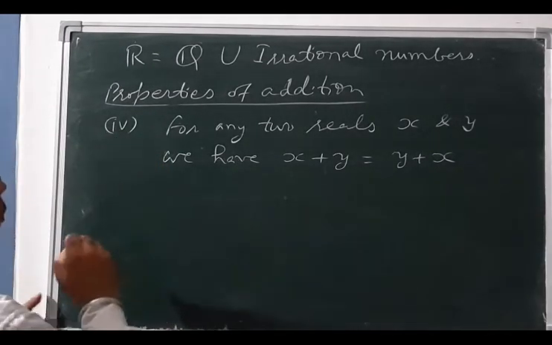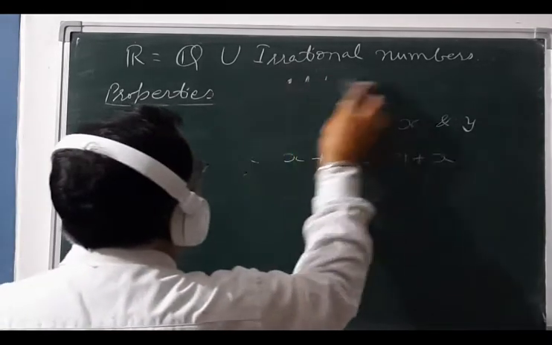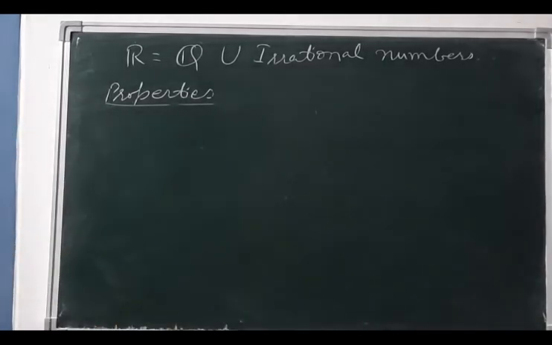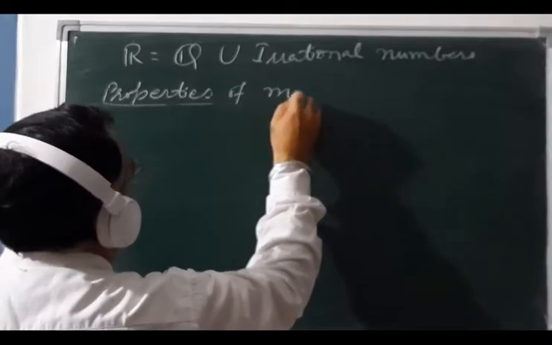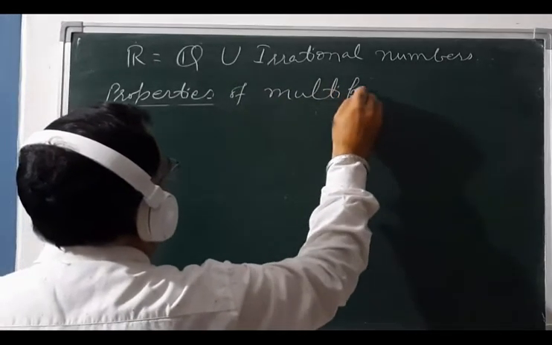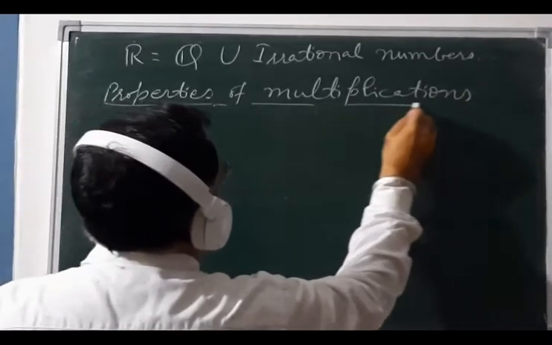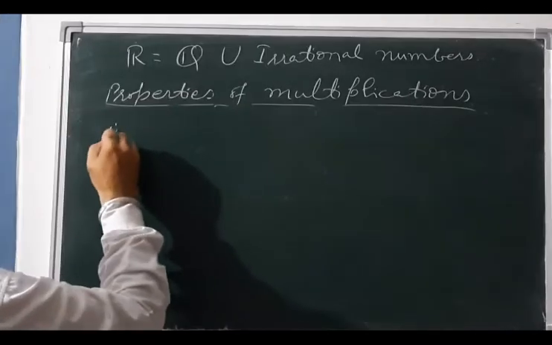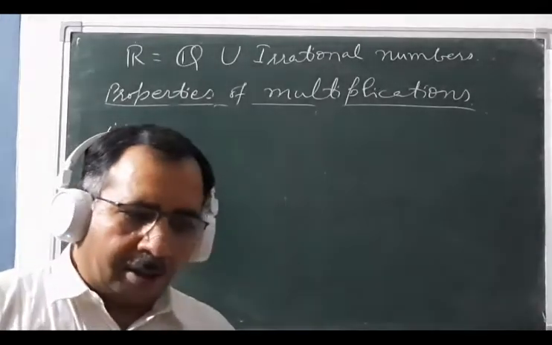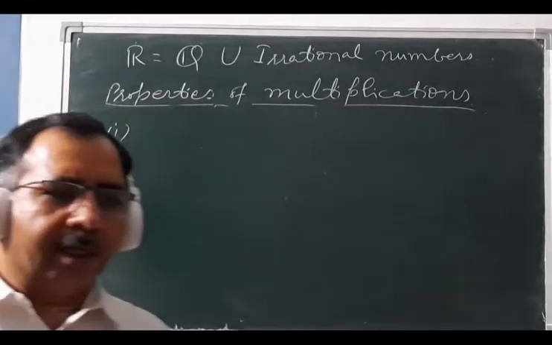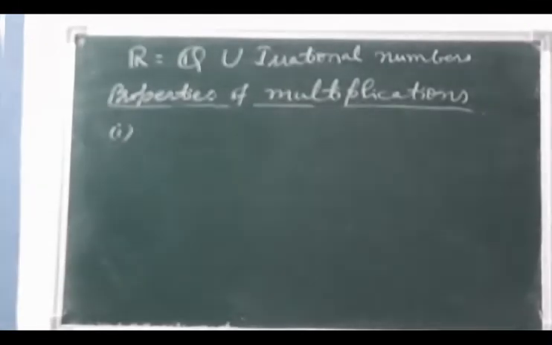So now we shall discuss the properties of multiplication. Similar kinds of properties are satisfied by the set of real numbers with the multiplication operation. So, properties of multiplication. One, we already know there is a multiplication binary operation, that is, the product of two real numbers is again a real number. This property is sometimes called the set of real numbers being closed under multiplication.